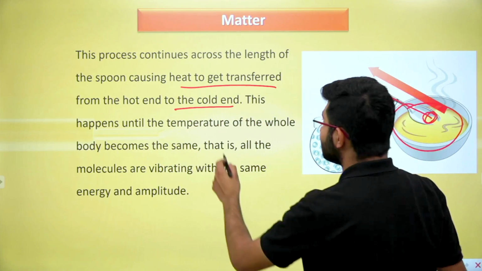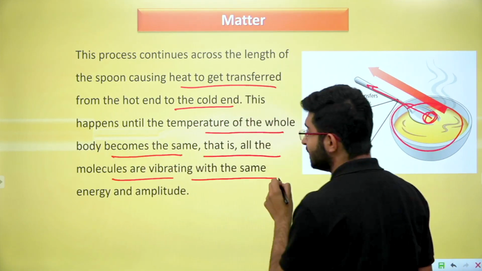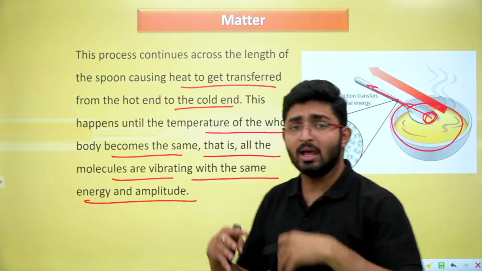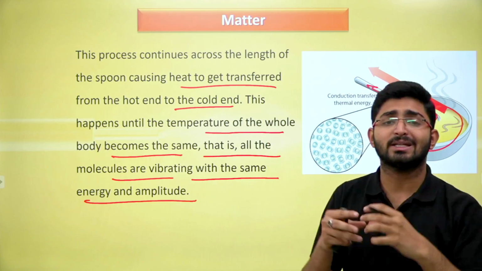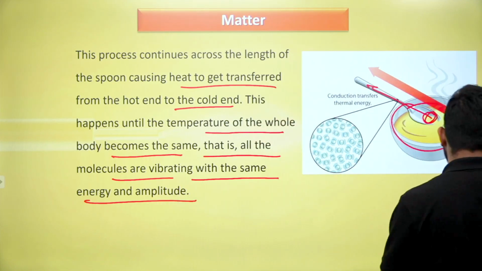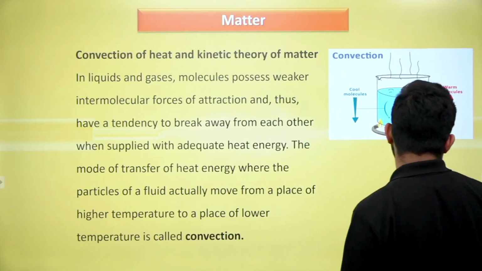This happens until the temperature of the whole body becomes the same, that is, all the molecules are vibrating with the same energy and amplitude. This will continue until the whole spoon has a constant, or equal, temperature all over the surface. Moving ahead, we have the next process of transfer of heat, that is convection.